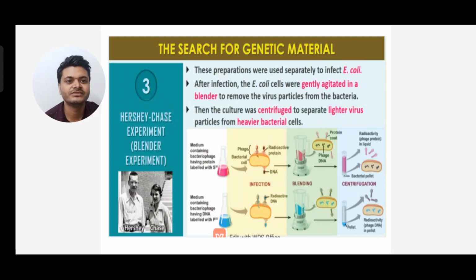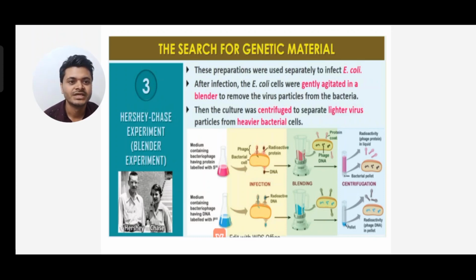So you can see first is the infection, then blending, and then centrifugation. In the first medium, the bacteriophage has protein labeled with 35S. Next they are injected and blended, and you can see bacterial pellets at the bottom and radioactivity, the phage protein, in the liquid. In the next one, in the blue solution, you can see medium containing bacteriophage having DNA labeled with phosphorus, that's P32.